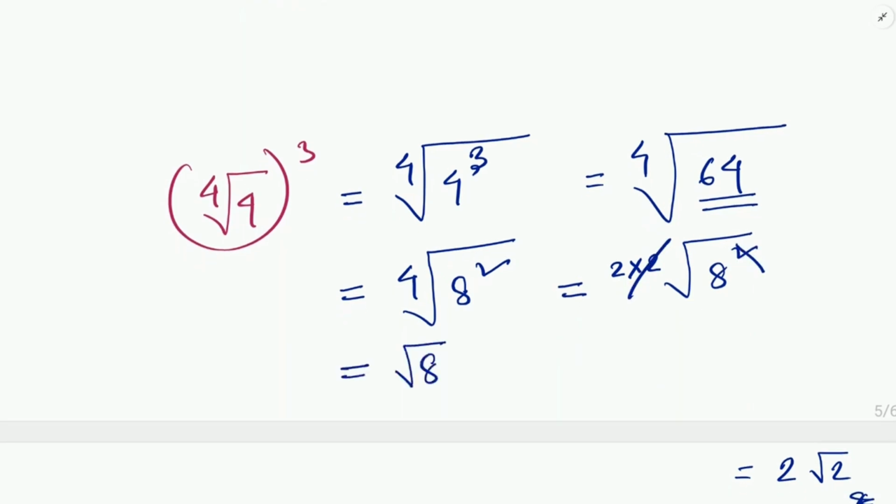This square root of 8 can be further simplified. How? 4 into 2 equal to 8. Therefore 4, if we take it out of the square root, then it becomes 2. So 2 root 2 is our answer.